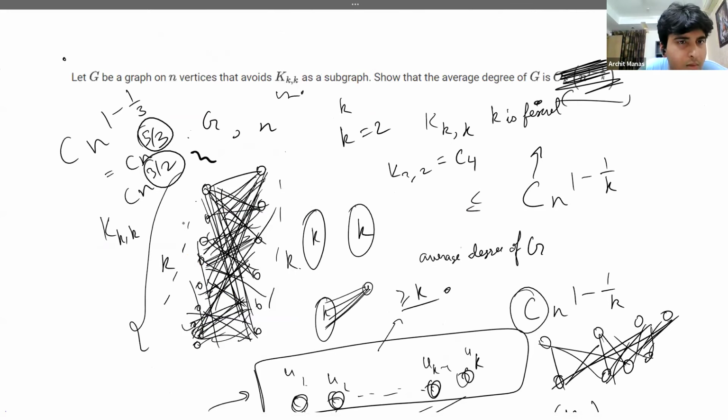Sorry. What have I done? Okay. This is the number of edges, right? So here we need to look at average degrees. So it's a little different. Here the average degree is cn to the 2 by 3, whereas there you're only guaranteeing n to the 1 by 2.